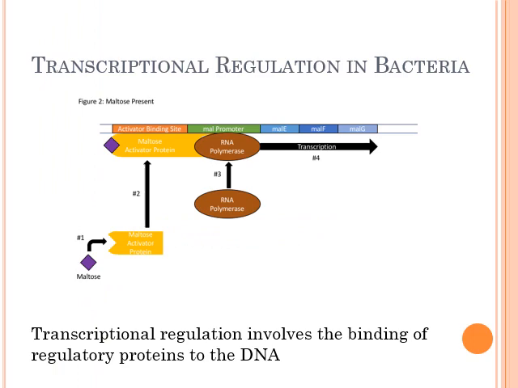So transcriptional control involves binding regulatory proteins to the DNA. If you can have something that will help bind the polymerase, you have that bind to the DNA and that recruits the polymerase, that will make it go faster. At the same point, if you have something else that might prevent the RNA from binding, it might prevent it from binding.